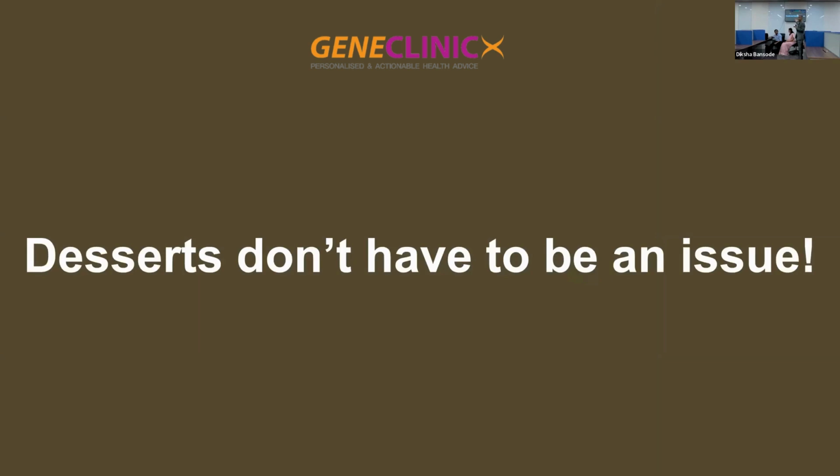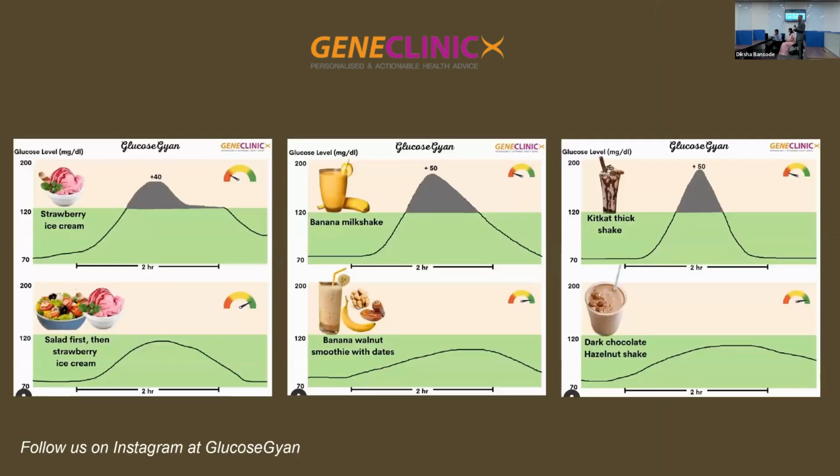And then for me, this was very important, right? Desserts don't have to be an issue. Here you see lots of examples, lots of research was done. So strawberry ice cream, but if I eat a salad or veggies first, then strawberry ice cream, you see a huge difference, right? Now you don't have to feel guilty about eating ice cream. Now don't go overboard, but you can eat it, right?